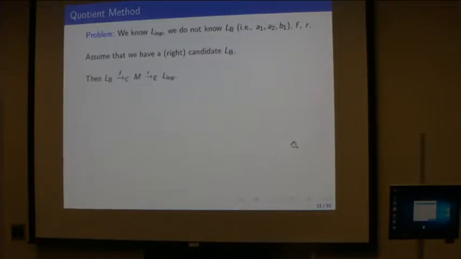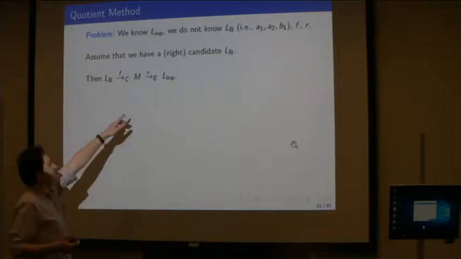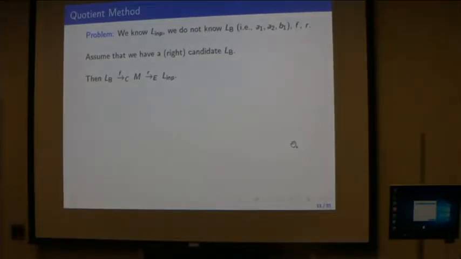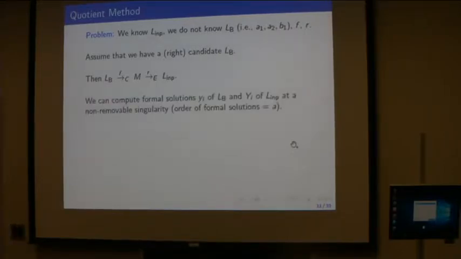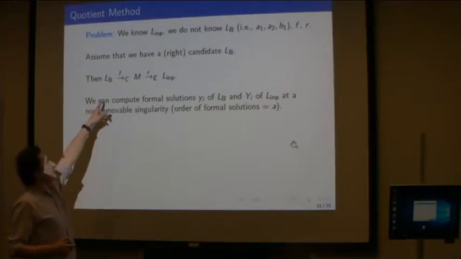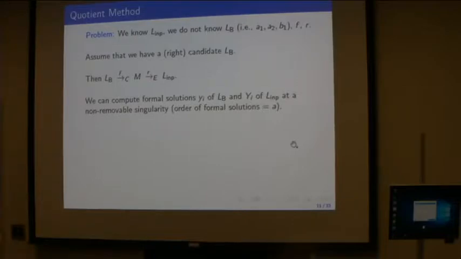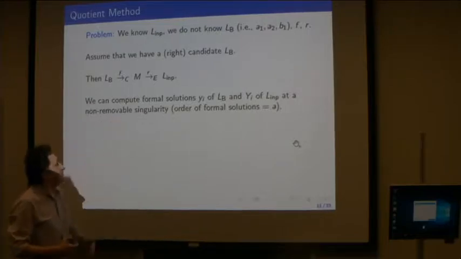We know LB, we know L input, but we don't know F and we don't know R. So we need to find F and R to form solutions of this operator here. We can always compute formal solutions. So we choose a non-removable singularity and we compute formal solutions of LB and formal solutions of L input around that singularity.